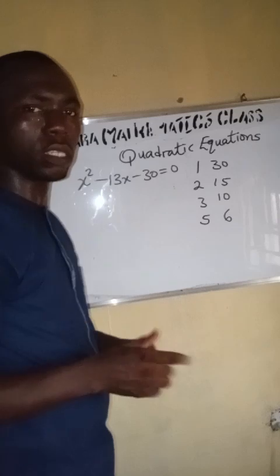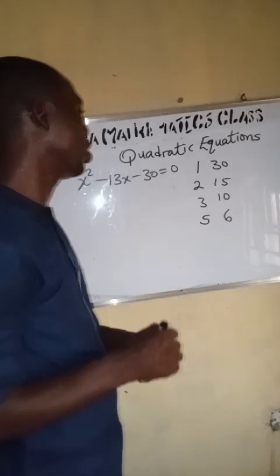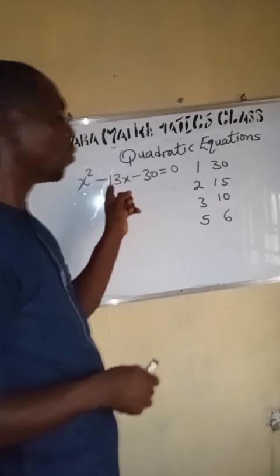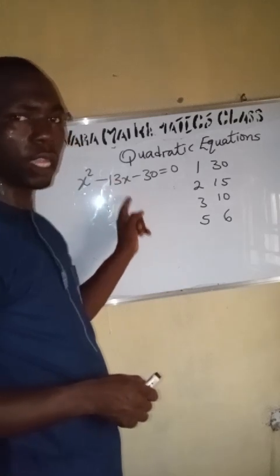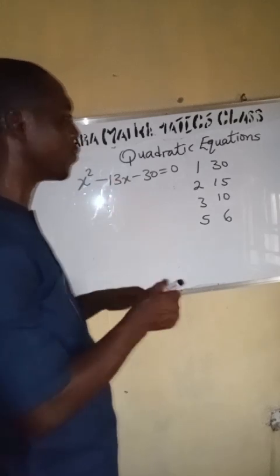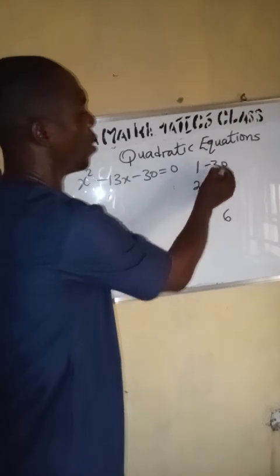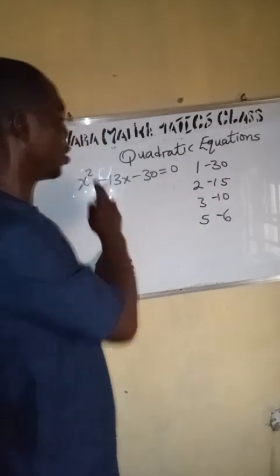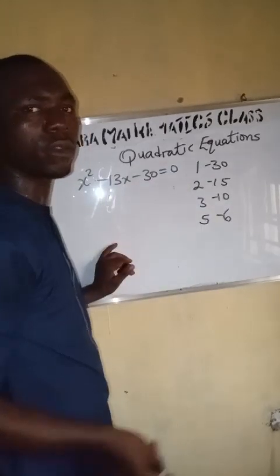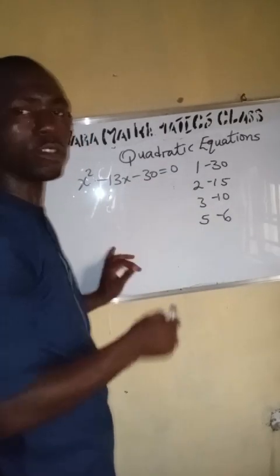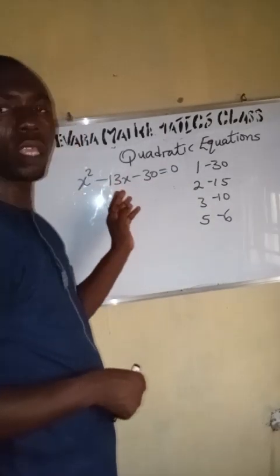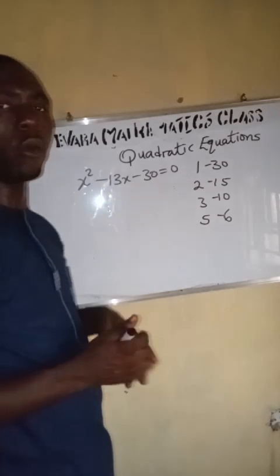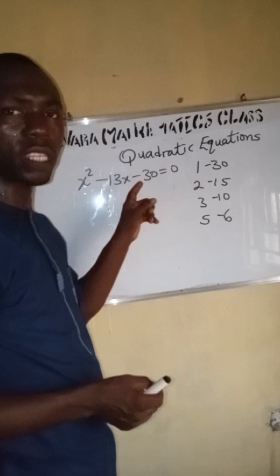But one basic rule, or let me say trick, that will help in choosing the correct factors is that whatever sign you have here at the middle term, this is negative. All the greater factors will carry a negative sign. If it is positive, all of them will be positive. So all we need to do now is to check which of them we are going to add that will give us minus 13, and when we multiply, we will get minus 30.